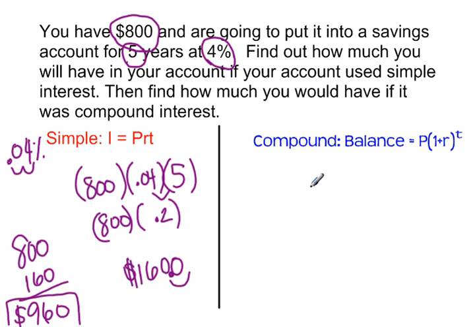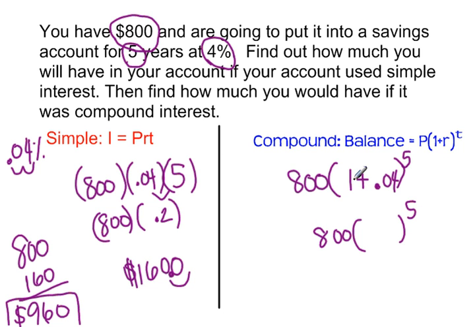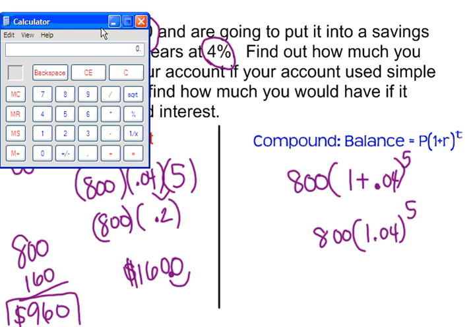Now on this side, you remember that I said that we would be using a calculator. We're going to get this set up first. The P stands for principal, which is 800. And then I'm going to have 1 plus the rate. The rate was 4%, but we turned it into a decimal, 0.04. And this exponent up here, t for time, that's 5 years. So 800 times, what's 1 plus 0.04? 1.04. So I'm going to get my calculator and do 1.04 to the 5th power.